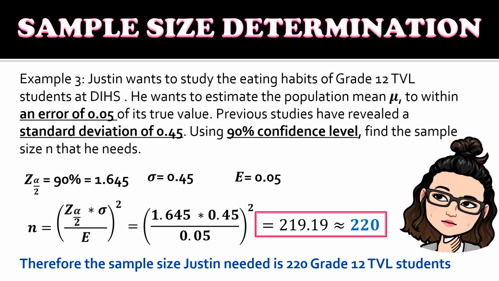If you notice from the three examples, we always rounded up because we are actually talking about the sample size. It's actually a discrete variable, so the decimal is always rounded up to the next whole number.